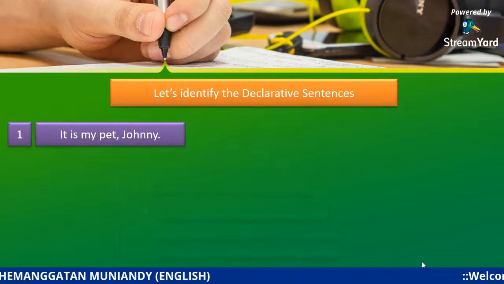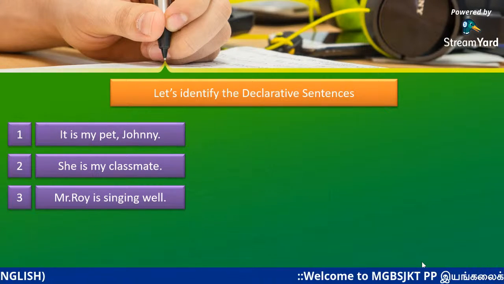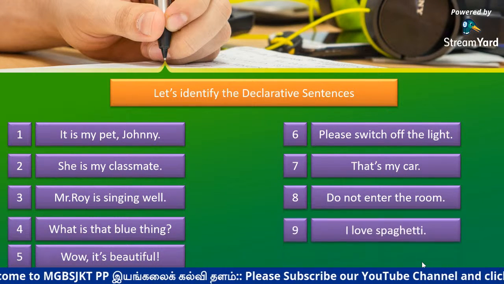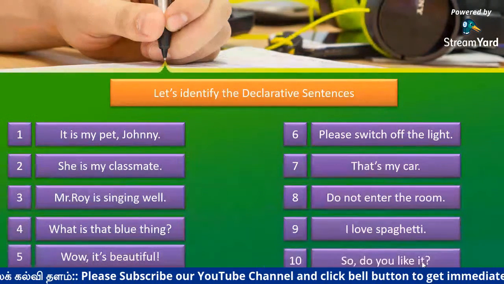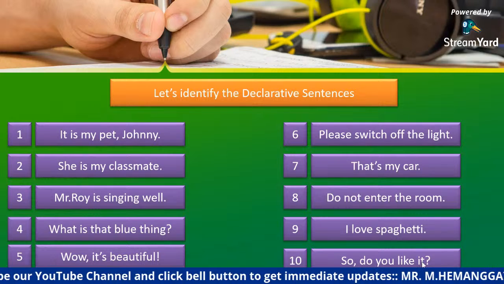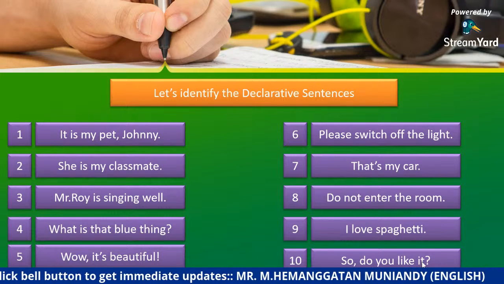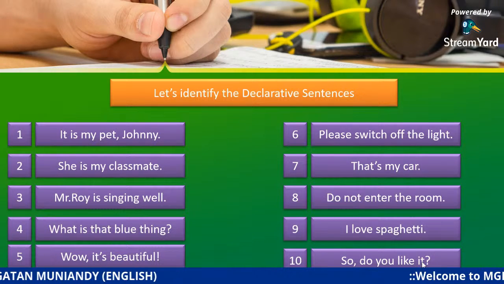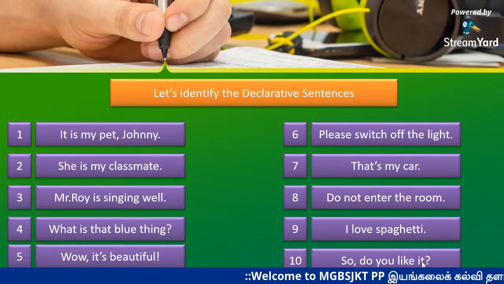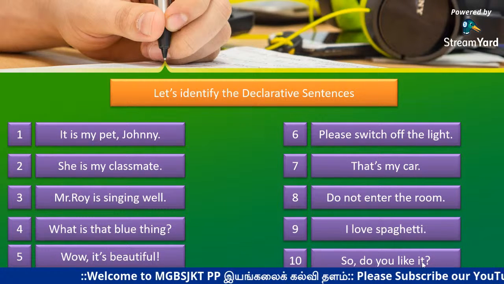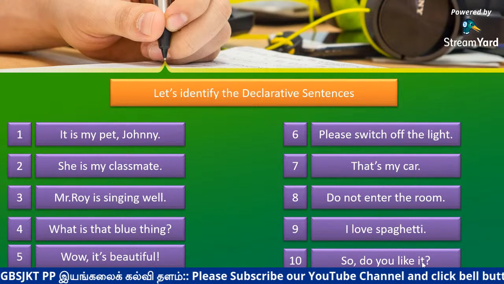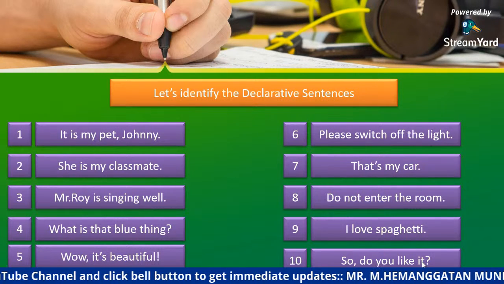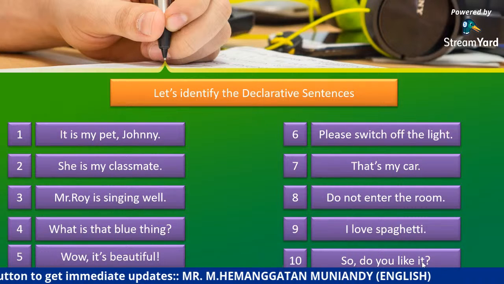Before I go further to my framework, I would like to know if you really have understood the types of sentences that I have explained. And for that, I've given you a task here. All you have to do is identify the declarative sentences or informative sentences. Let's look at it one by one. Please comment the number. If you feel that 1, 2, 3, 4 is a declarative sentence, just put 1, 2, 3, 4. I hope you're ready.